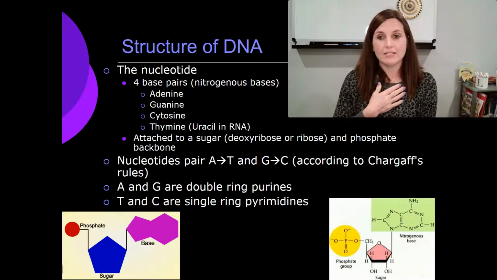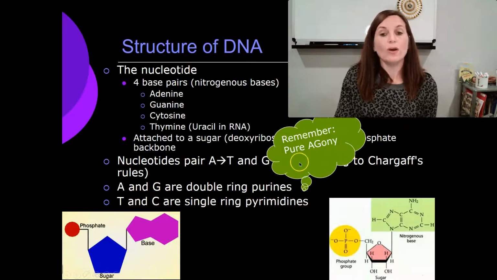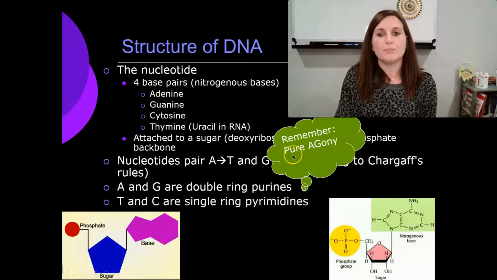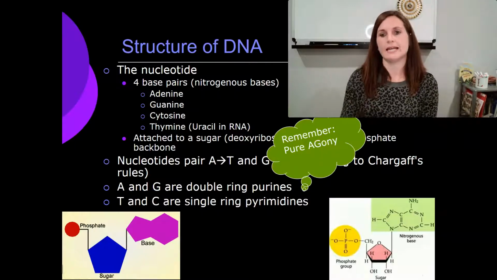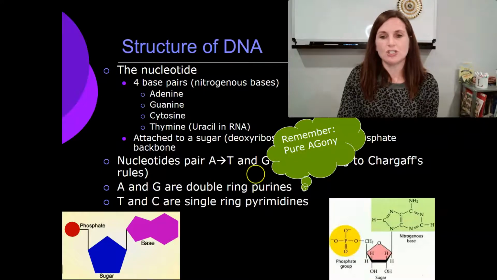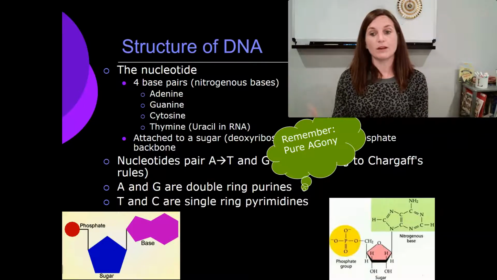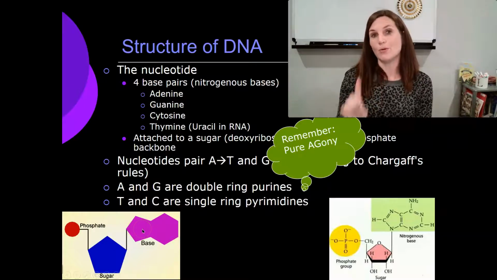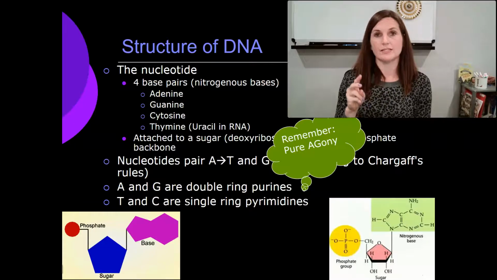One of the things I find to be useful, one thing that I remember is pure agony. Pure agony tells us that the purines are A and G. And it even goes one step further, which is going to help you in today's activity, because A and G would be pure agony to draw. They are the bigger, more complicated, double-ringed structures. So that's a way to remember that they are the purines and that the purines have that double-ringed structure.